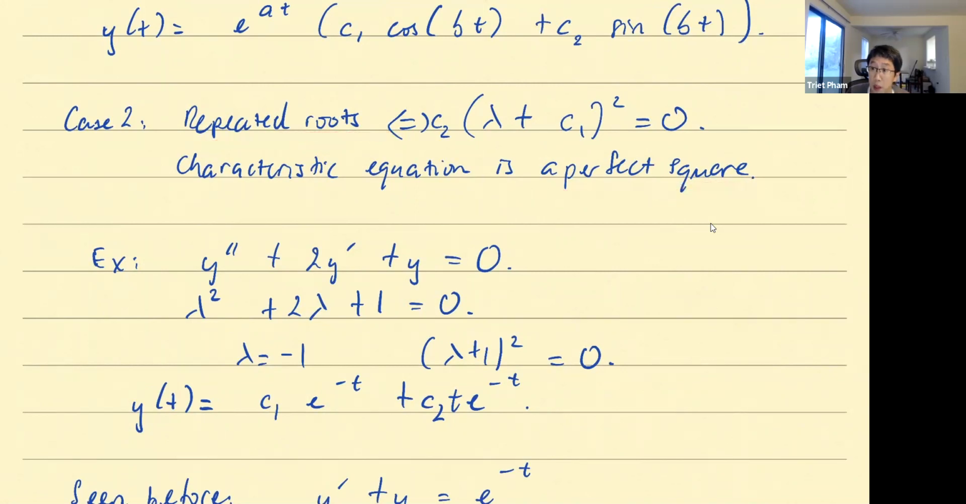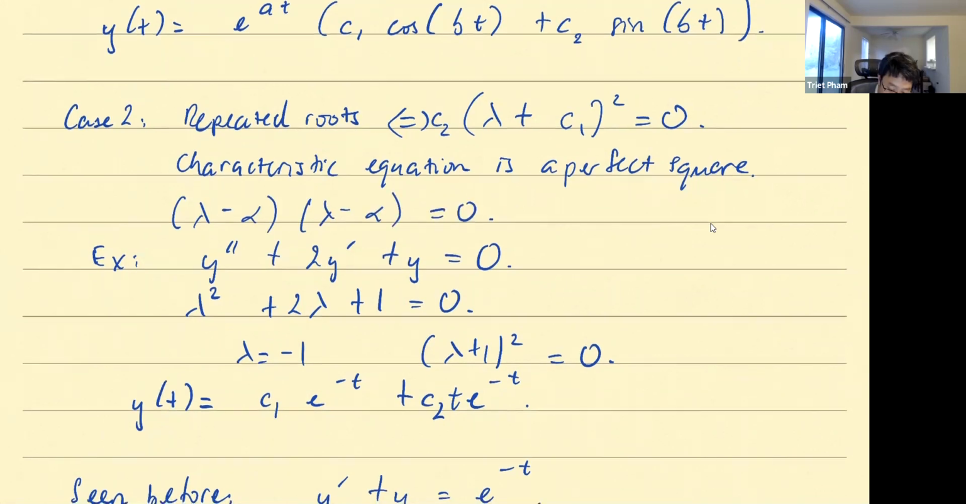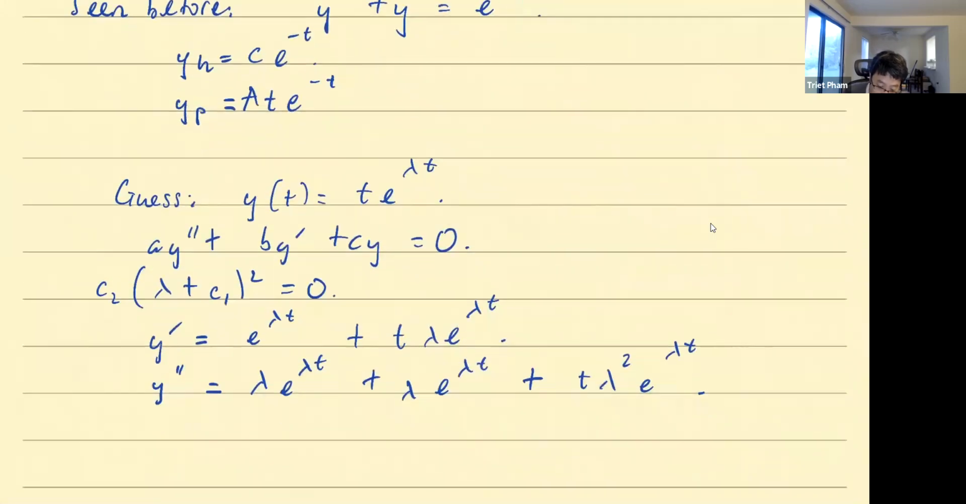What does repeated roots mean? Repeated roots means that the equation must be factored into the same roots. That's what it means to be repeated. And I just throw in a constant outside because the leading coefficient may not be 1. So that's why. You know, like this.